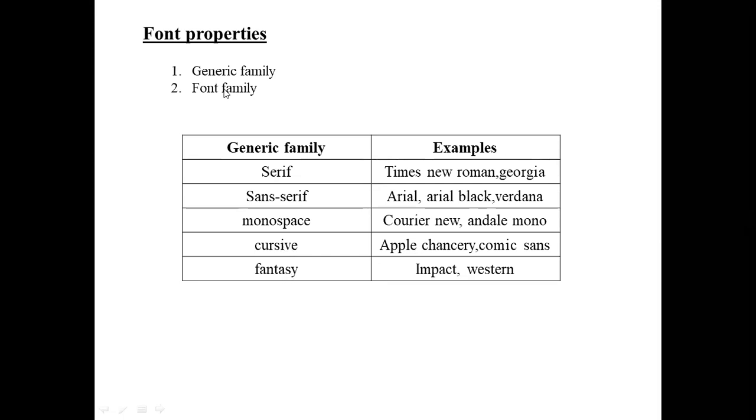Next, font family is a specific font family. Examples are Times New Roman, Arial, Courier New, Apple Chancery, Impact and Western. These are the different font families. Next, an example to define the font property. Here we apply the font Arial to the H1 tag. That is written in the style section in the head section in HTML. So this is the example for defining the font property.